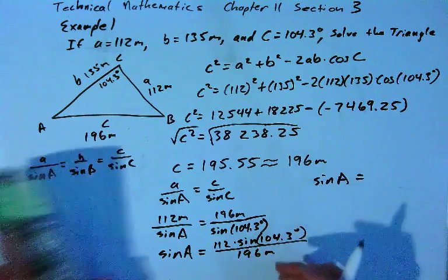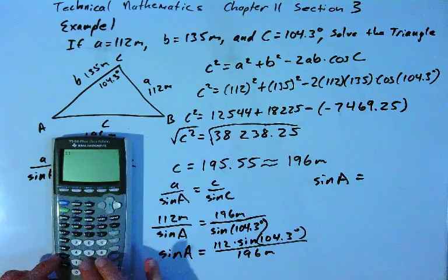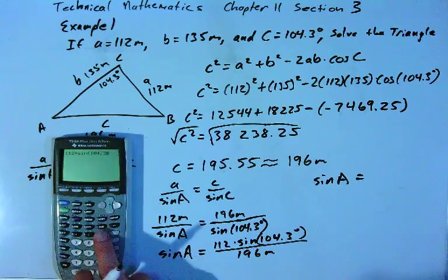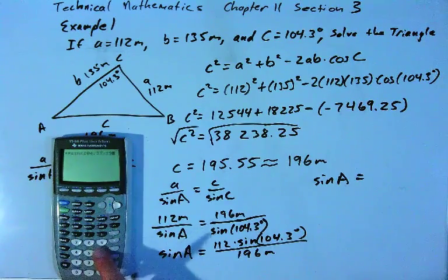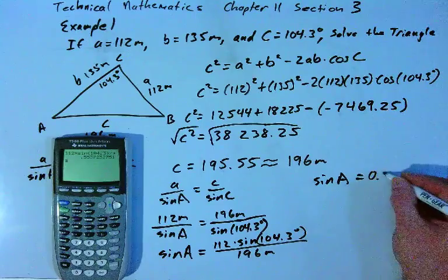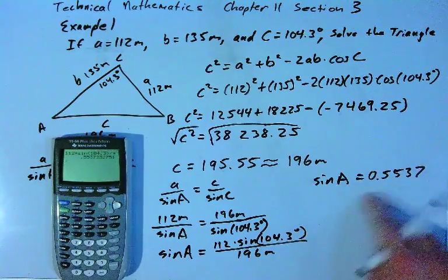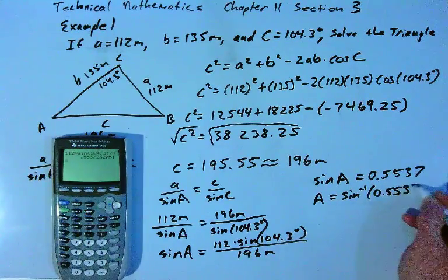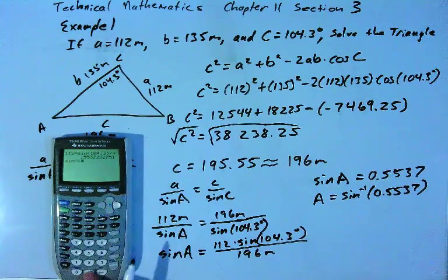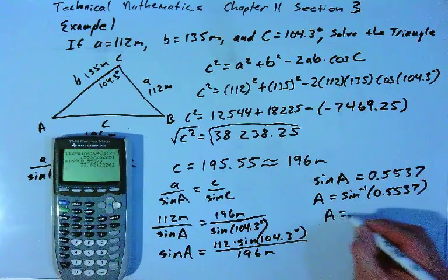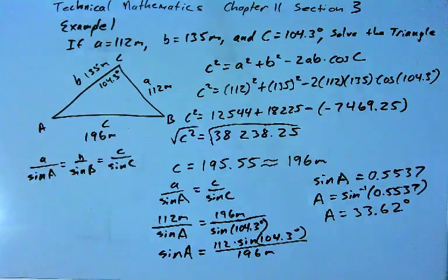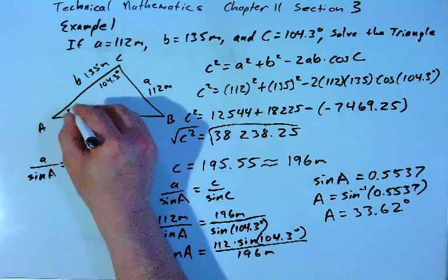Sine A equals, and so we have 112 times the sine of 104.3, close parentheses, divided by 196, and we get 0.5537. Now I can take the inverse sine of both sides. So the inverse sine of 0.5537 is 33.62 degrees. And so now I know angle A. Angle A is 33.62 degrees.